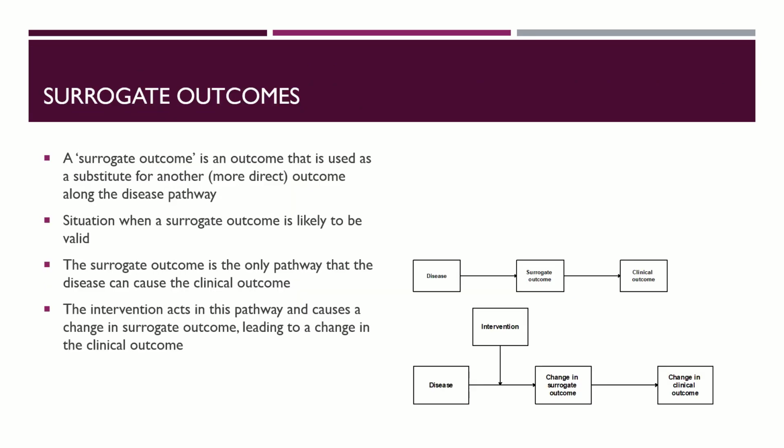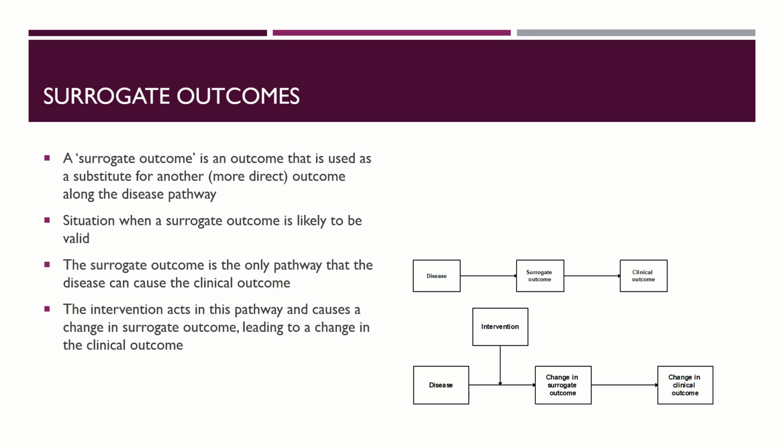Okay, now we come to signaling question 4. But before we go to signaling question 4, you need to learn a little bit of background about what surrogate outcomes are and what the implications of using surrogate outcomes are. A surrogate outcome is an outcome that is used as a substitute for another more direct outcome along the disease pathway.